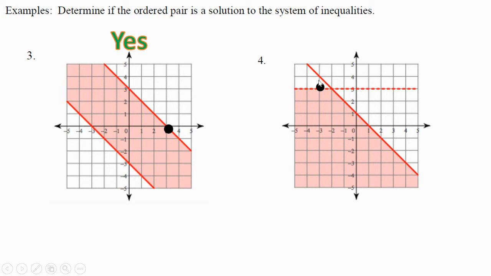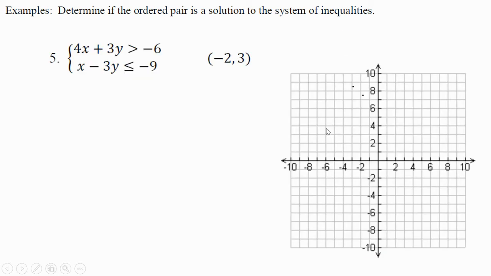How about this one? Yes or no? So it looks like it's on a dotted line. So remember, that's going to disqualify it automatically. All right. Now, if they give you two inequalities, then you can graph the system and check to see if it's a solution or not.